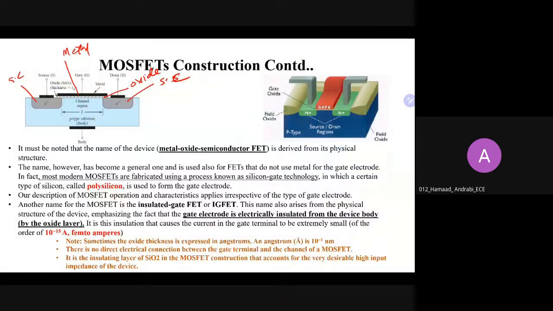MOSFETs are also known as IGFETs, insulated gate FETs, because the gate is insulated, because this is insulation. Silicon dioxide is nothing but insulation. It is electrically isolated, so it's an insulation. So they are also called insulated gate field effect transistors, IGFETs. So another name of MOSFETs is IGFET.